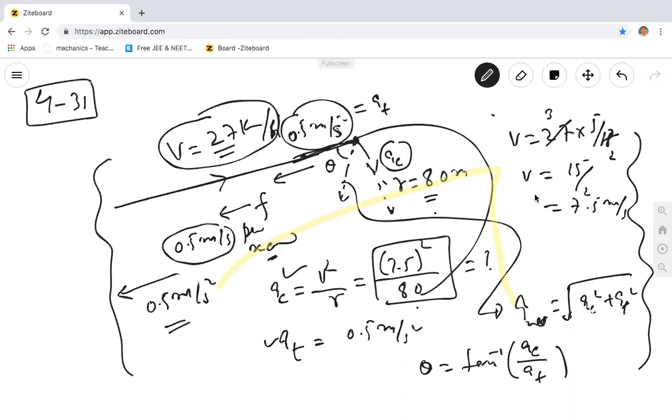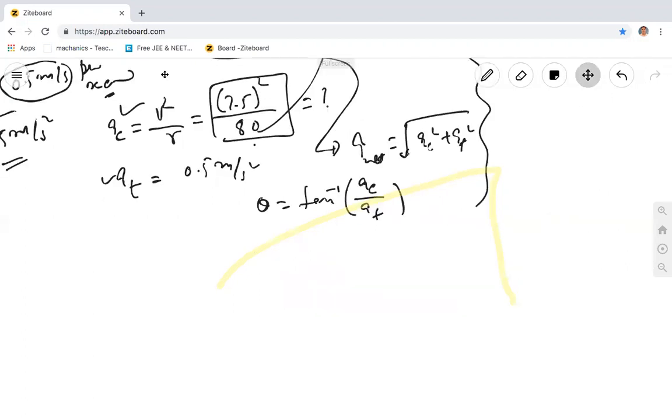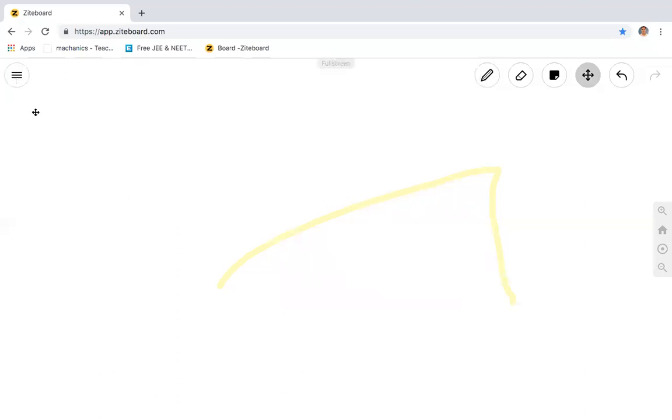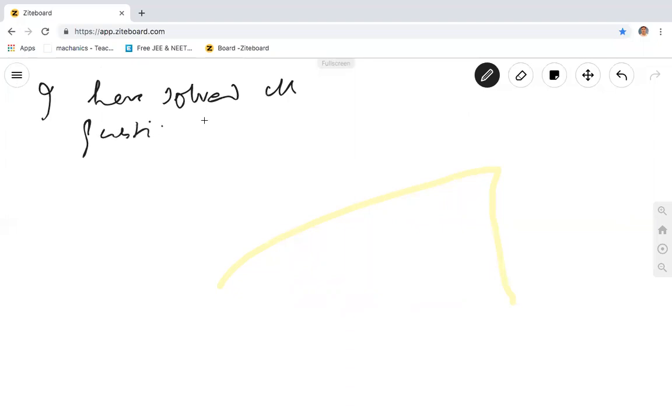Okay. Now these were the questions from NCERT. I have solved all questions from NCERT related to circular motion.